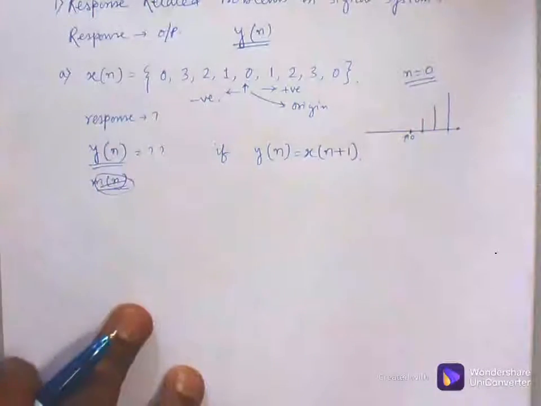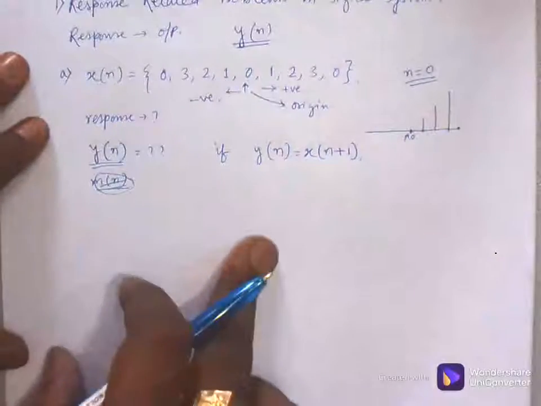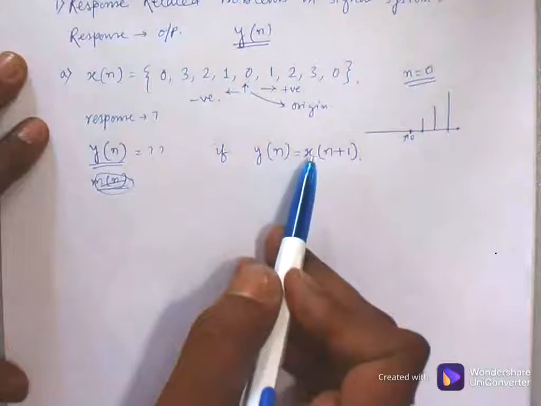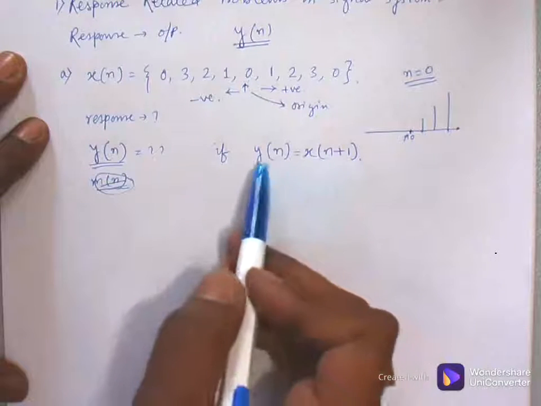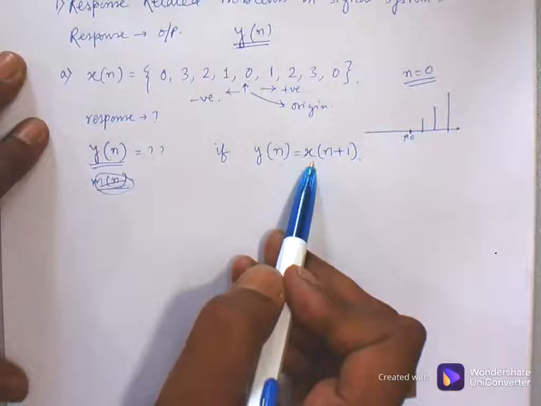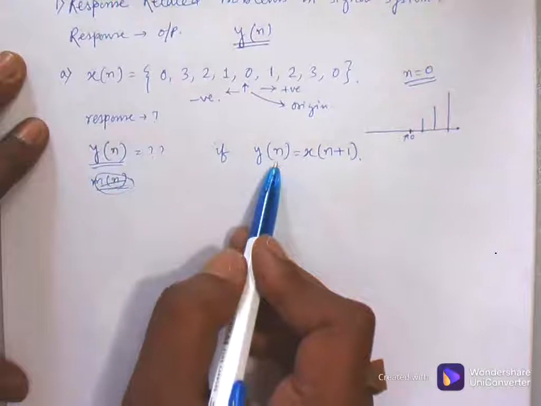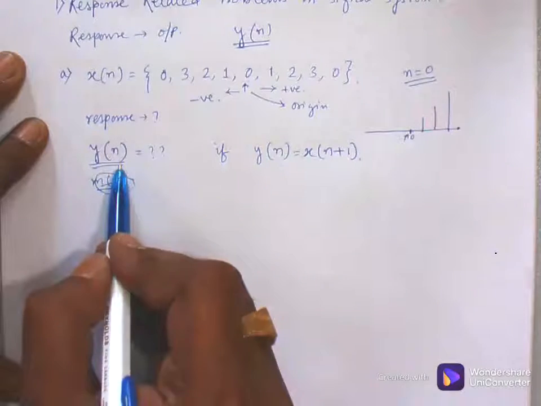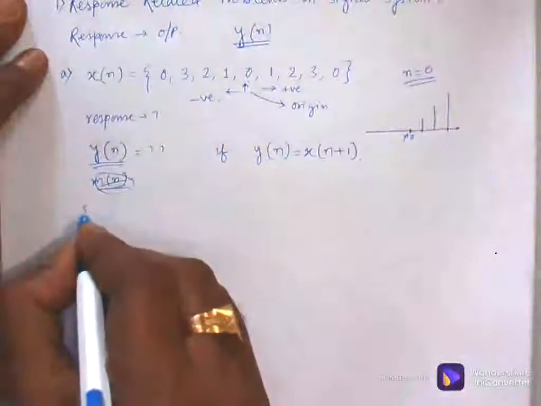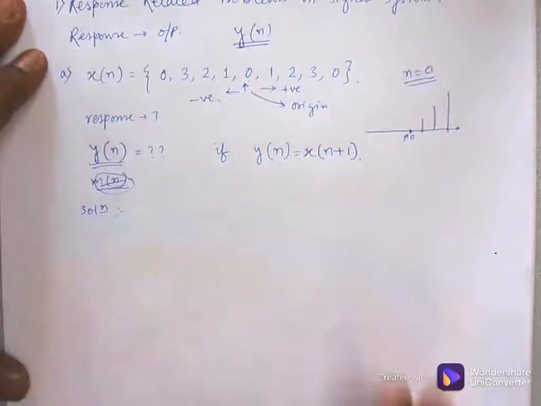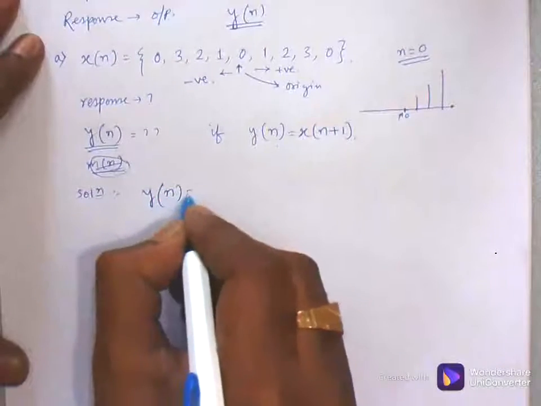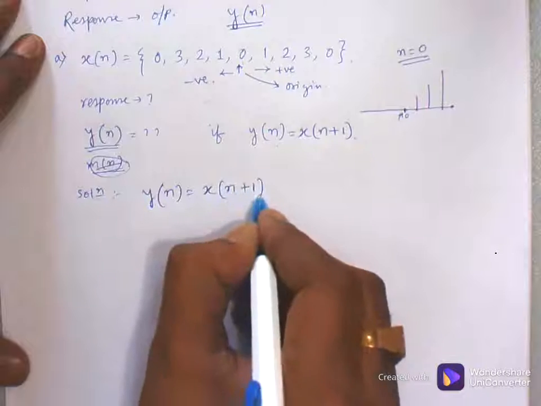This will also be given in the question paper. If y of n equal to x of n plus 1, that is the relationship, that is the response, the output of this particular input x of n, the system output. So you have to find out y of n. So what will be y of n? Now we are going for the solution. Now y of n equals x of n plus 1.